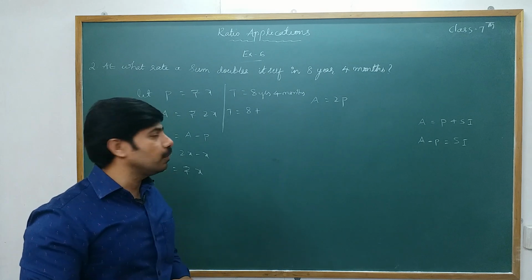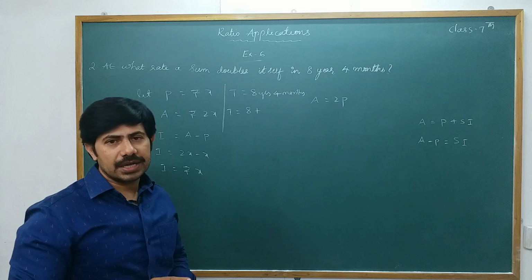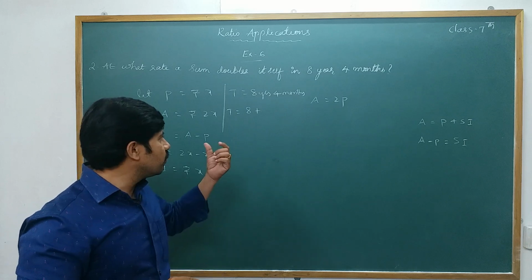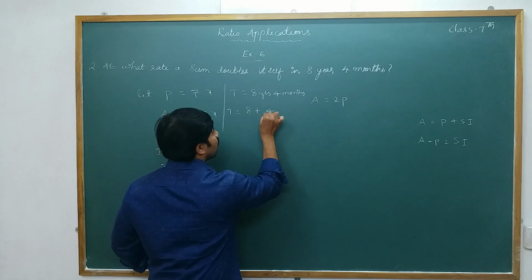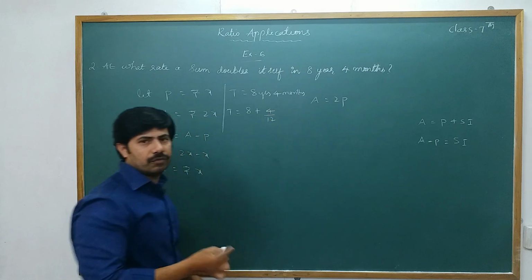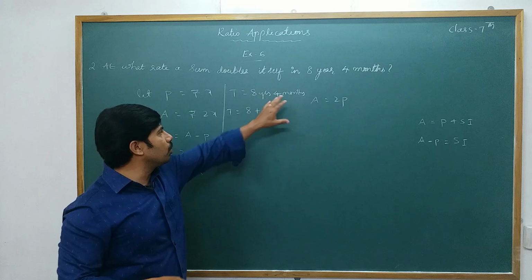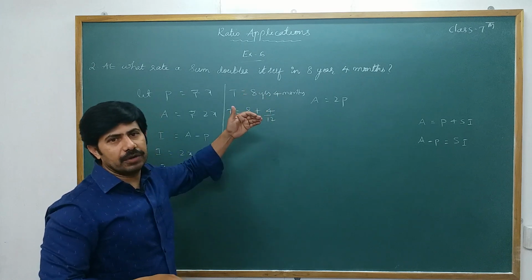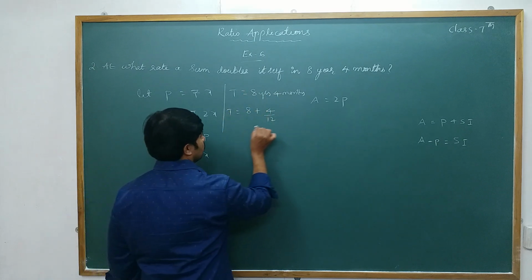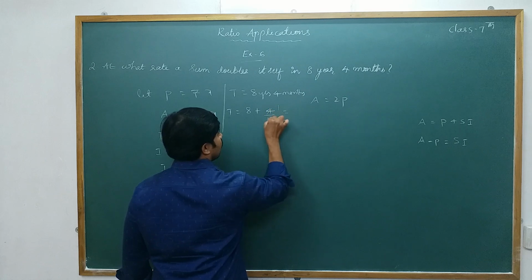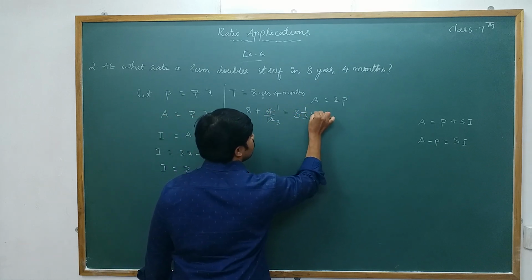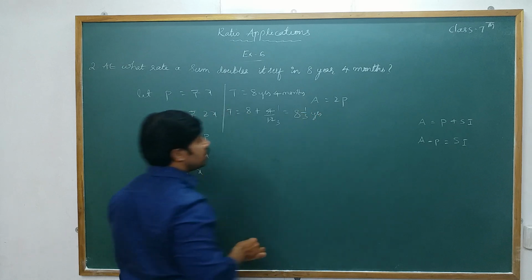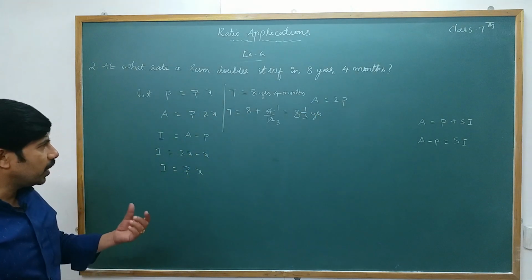Why do we have to divide by 12? Because 1 year has 12 months. So in order to convert 4 months into years, you have to do 4 by 12, right? 4 by 12. So 8 years 4 months is 8 plus 4 by 12. So this is nothing but, 4 ones are 4, 4 threes are 12, we have 8 plus 1 by 3. 8 plus 1 by 3 is nothing but 8 1 by 3 years, right? So 8 1 by 3 years.